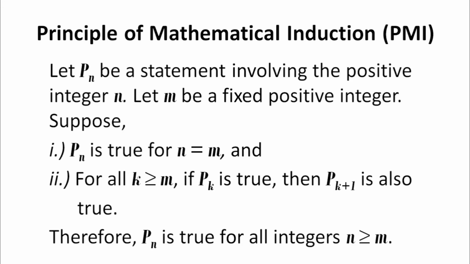Let P sub n be a statement involving the positive integer n. Let m be a fixed positive integer. Suppose first that P sub n is true for n equals m, and second, for all k greater than or equal to m, if P sub k is true, then P sub k plus 1 is also true. Therefore, P sub n is true for all integers n greater than or equal to m.